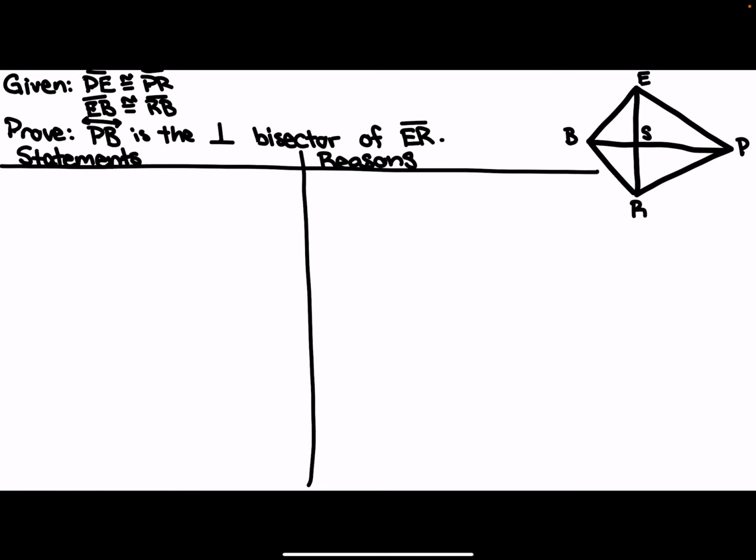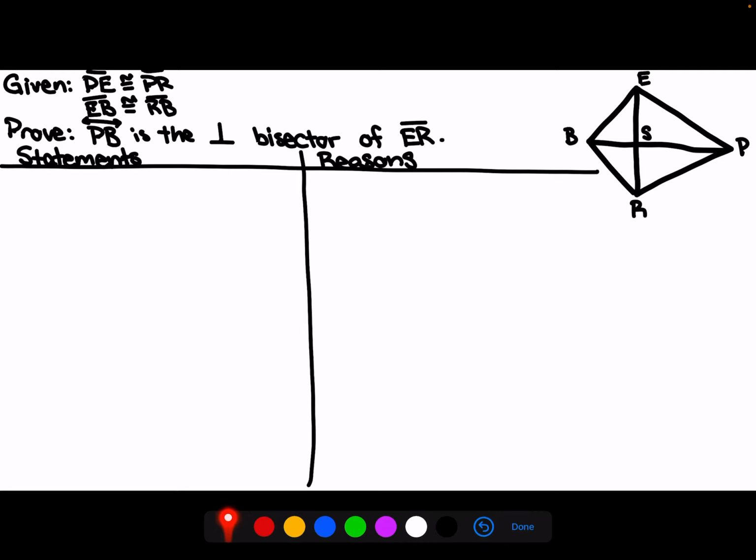RB and line PB, and what we want to prove is line PB is the perpendicular bisector of ER. Now, for perpendicular bisector, first off, we know it's going to be perpendicular, meaning that the angles are going to intersect at 90 degrees. So we need to prove that both these angles are 90 degrees.